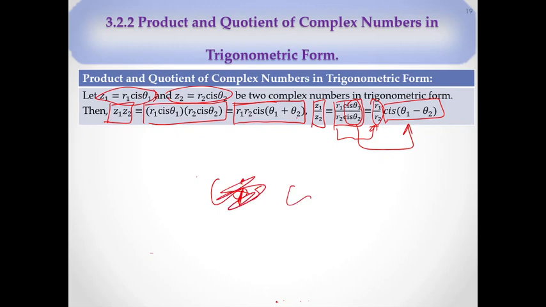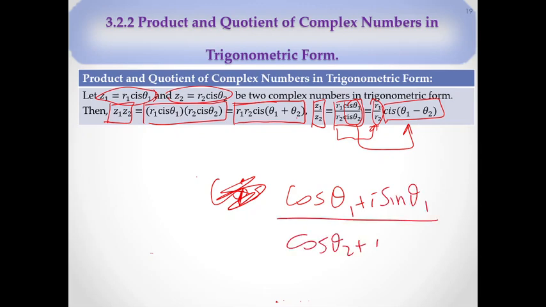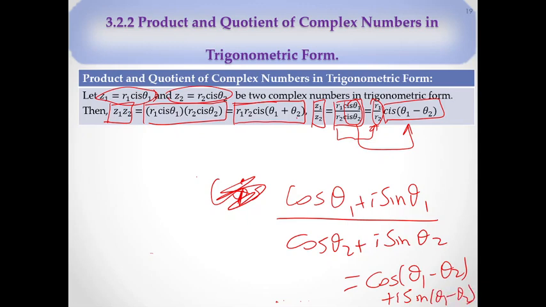CIS, which means cosine theta 1 plus i sine theta 1, divided by cosine theta 2 plus i sine theta 2, is indeed, interestingly, cosine of theta 1 minus theta 2 plus i sine of theta 1 minus theta 2. So, okay, you can calculate this one by multiplying with its conjugate.